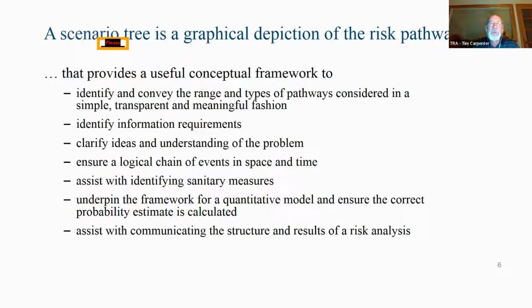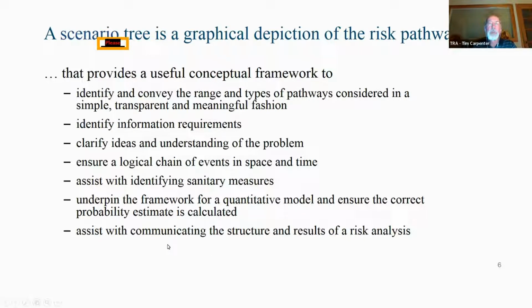So again, laying out the scenario tree analysis, we can identify these sanitary measures that are important. And ultimately, we've got a scheme where we can go and conduct our risk analysis. Initially, we're going to be doing a qualitative risk analysis, which is the first step. And ultimately, you might take this and develop it into a quantitative model for a quantitative risk analysis.